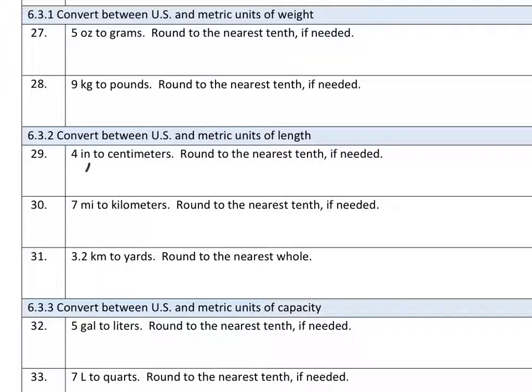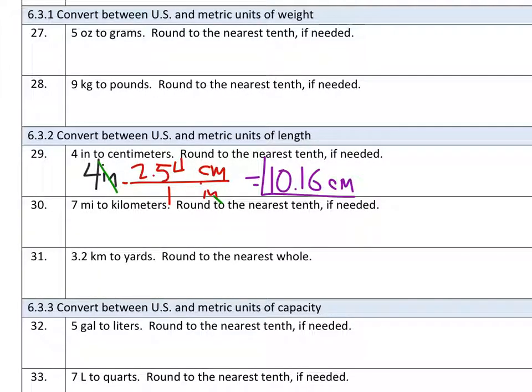So 4 inches. We're going to convert to centimeters. And again, my chart is telling me that 1 inch is 2.54 centimeters. So we'll multiply these. Again, the inches cancel away, and we got 4 times 2.54, which would be 10.16 centimeters. I'm sorry, that's rounded to the nearest tenth. So we'll make that 10.2 centimeters.